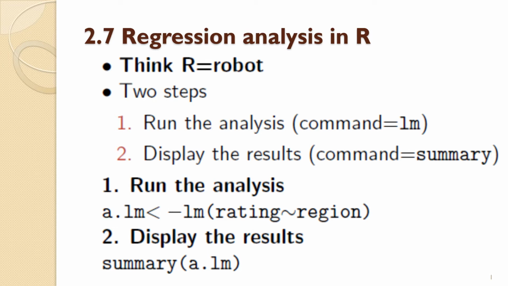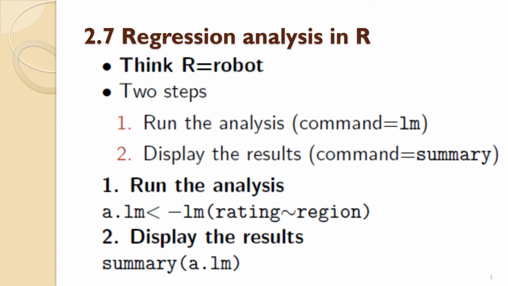So firstly, what you have to do is run the analysis. The way the R syntax works, as we've seen before, is this is a linear model with rating relating to region, and just call this something logical. Here just call it a.lm, and then you need the command summary in order to explicitly get R to display the results. So summary a.lm, summary of whatever you've called the linear model in the previous step. And these two things again have to match, otherwise R will get confused.